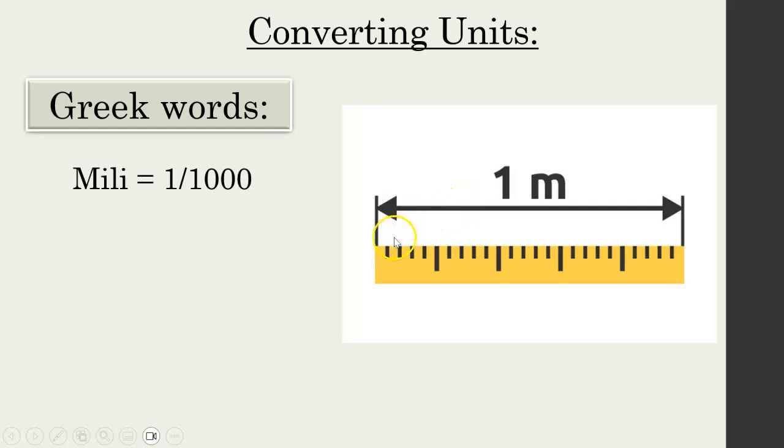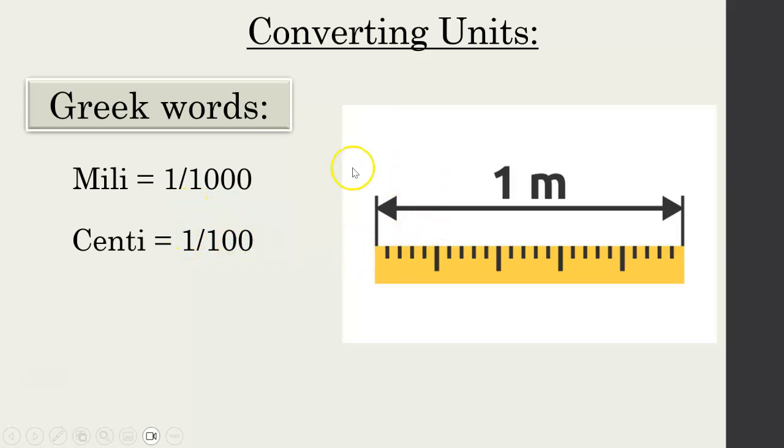So what does that mean? If I had a meter stick or just a length of twine that's a meter long, and I divide it into 1,000 bits, each of those bits would be a millimeter long. It's one little thousandth of a meter. So there are 1,000 of those in a full meter. Centi is 1 over 100. So a centimeter would be a 100th of a meter.